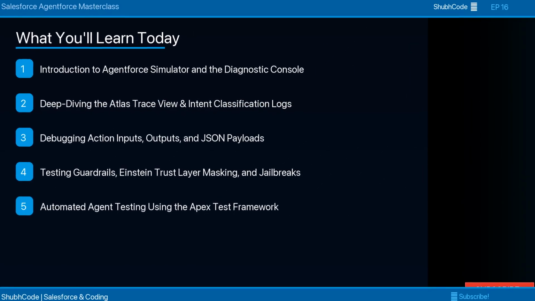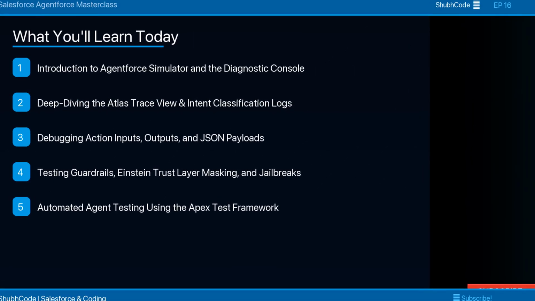Here's what we're covering today. Introduction to Agentforce Simulator and the Diagnostic Console, then deep diving the Atlas Trace View and Intent Classification logs, then debugging action inputs, outputs, and JSON payloads, then testing guardrails, Einstein trust layer masking, and jailbreaks, then automated agent testing using the Apex test framework. Stay for the last one, it's the piece most tutorials miss.